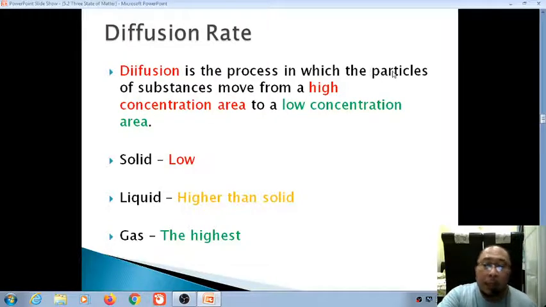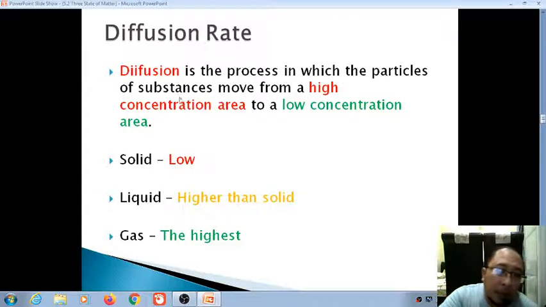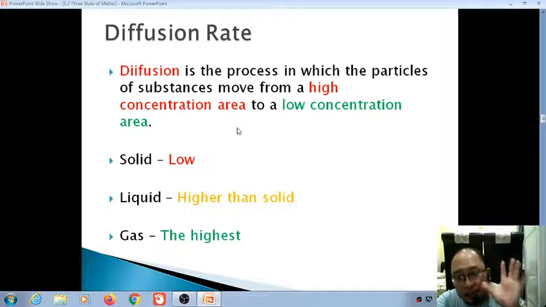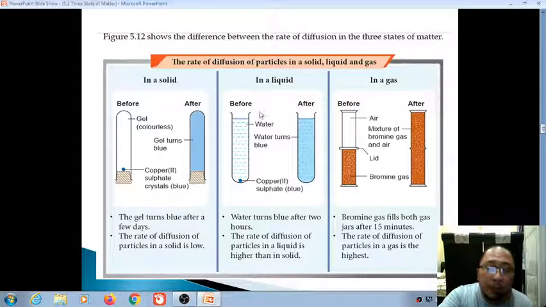So if the particles can move faster, in a shorter time, we can say that the rate of diffusion for that matter is higher. If the particles move very slowly, the diffusion rate is low. So in solid, the diffusion rate is low, while in liquid it is higher than solid, and in gas the diffusion rate is the highest. Okay, this is the activity given in the textbook, which tries to explain the rate of diffusion of particles in a solid, liquid, and a gas.